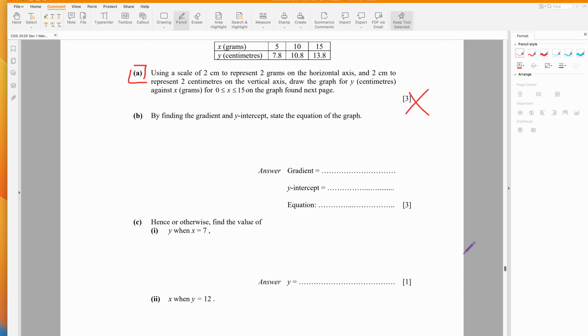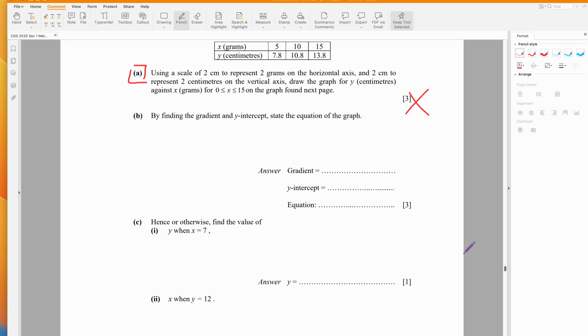Gradient is 13.8 minus 7.8, so it is 6 divided by 10, which is 3/5. Y-intercept. How do you get the y-intercept? I extend the line until here. Can you use the approach I taught you? So you get y equals mx plus c, where m is 3/5.